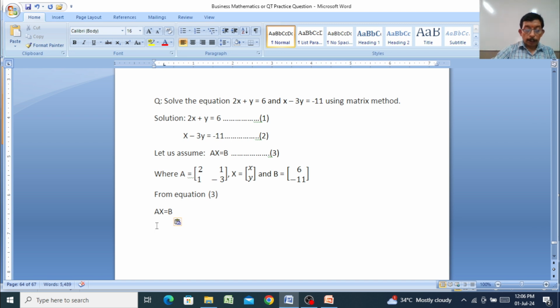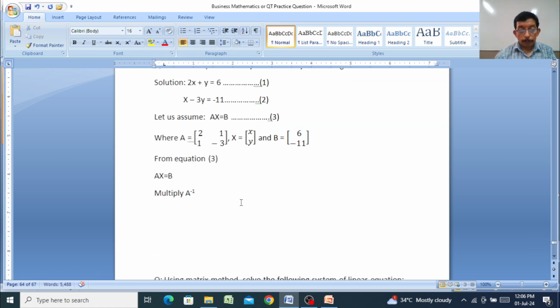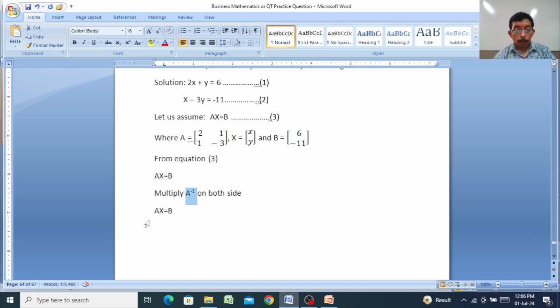Multiply by A inverse on both sides in equation third. Multiply A inverse on both sides.